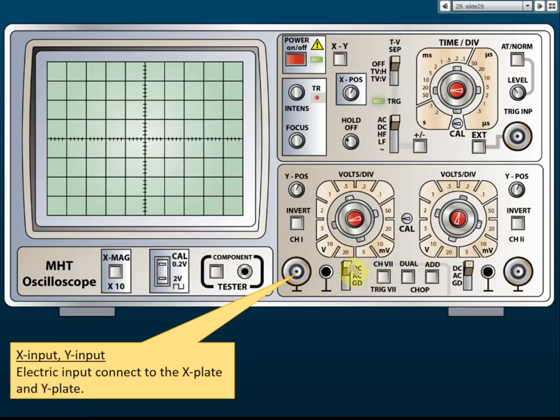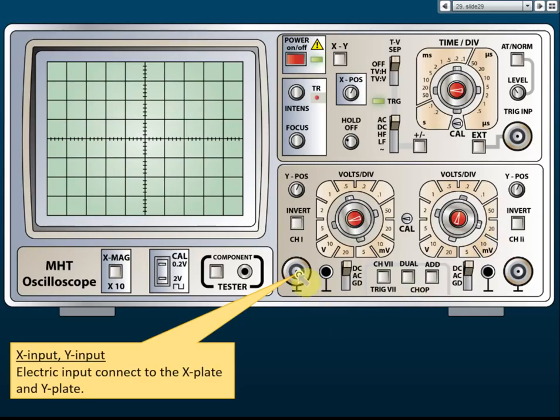Now we have this X input, Y input. Usually the X input is the time base. The time base moves the cathode ray from left to right, right? So usually the X input is the time base. If you switch on the time base, then it will be the X input. But if you don't want it to be the X input, then you can have your own X input here.